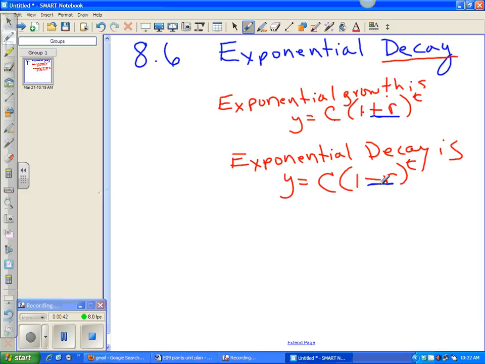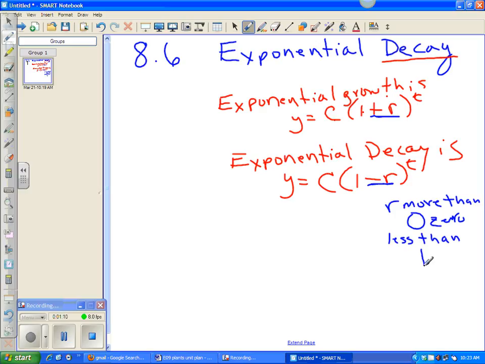Now, the r always has to be more than 0, but it has to be less than 1. And that would be decay, exponential decay.